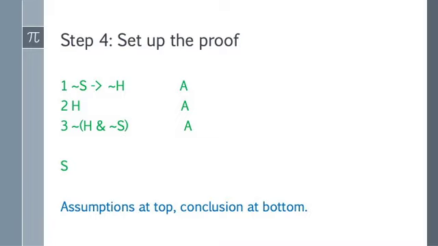Next, set up the proof. You have to put your assumptions at the top, your conclusion at the bottom. In this case, we have 3 assumptions. Not S will lead to not H. Then we have H. On line 3, we have not H and not S. And then we need to somehow get to S.